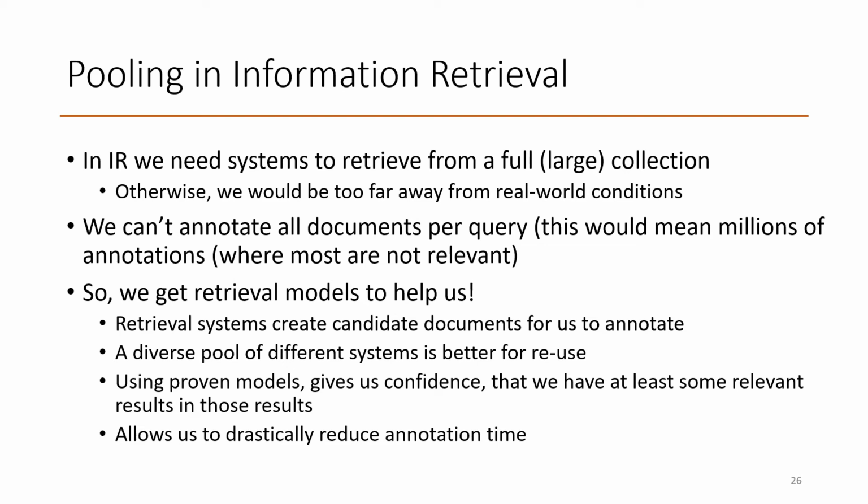And proven retrieval systems create candidate documents for us to annotate. And here, if we use a diverse pool of different systems, we can then even reuse those pooled candidates. And this gives us confidence that we have at least some of the relevant results in those pooling results. And it allows us to drastically reduce the annotation time compared to conducting millions of annotations by hand.